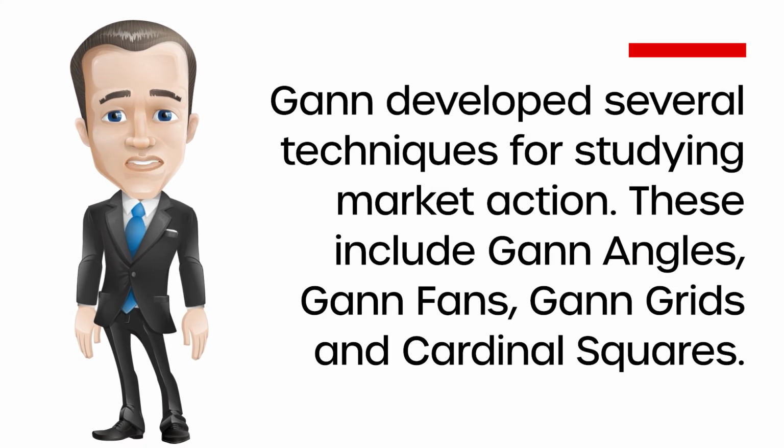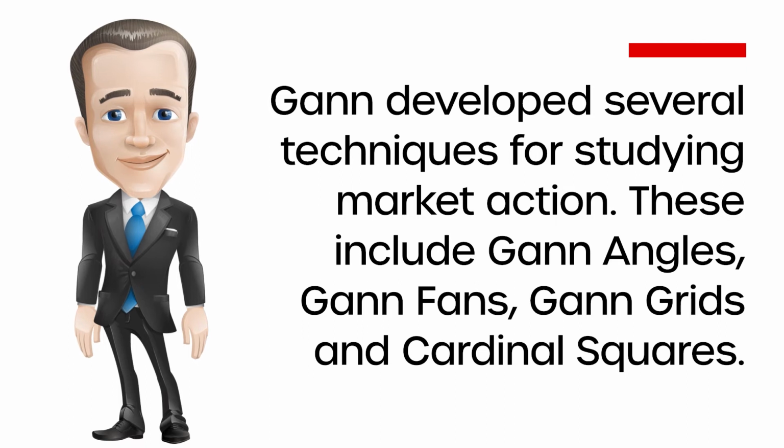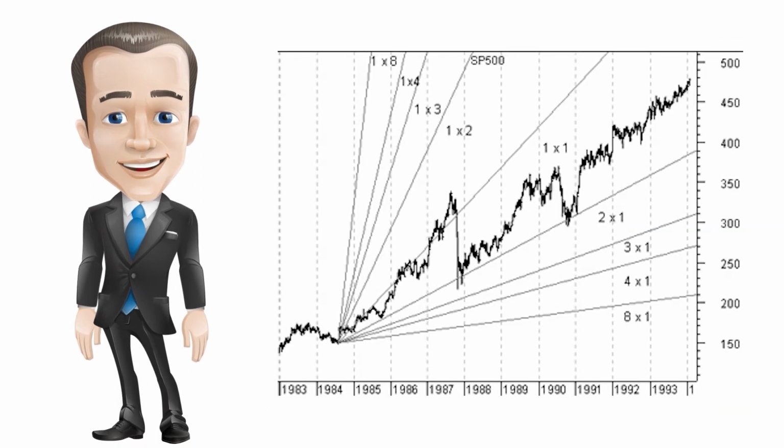Gann developed several techniques from studying market actions. These include Gann angles, Gann fans, Gann grids, and cardinal squares. A Gann fan displays lines at each of the angles that Gann identified. You can see the S&P 500 bounce off the one-on-one and 2 times 1 lines.